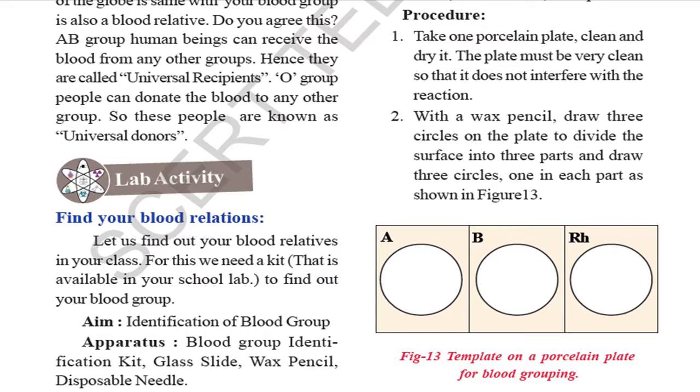Okay, aim is to identify the blood group. What we have to identify here? The blood group of a person. So what we need? Blood group identification kit, glass slide, wax pencil and disposable needle. With the wax pencil, draw 3 circles on a plate. Got it? To divide the surface into 3 parts and draw 3 circles.